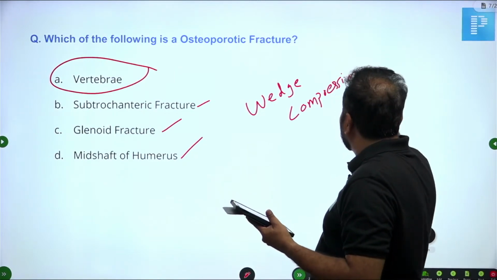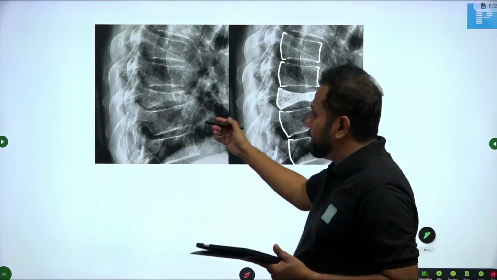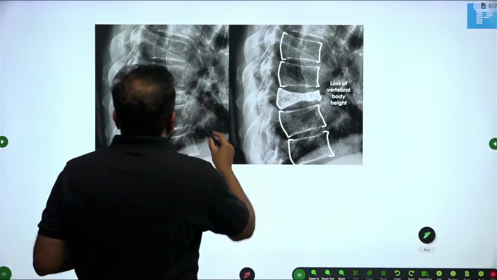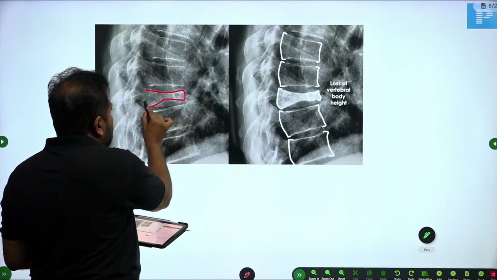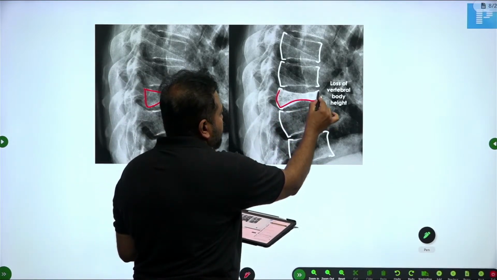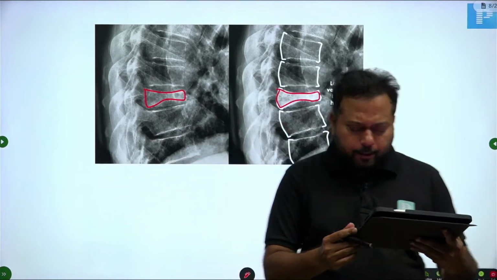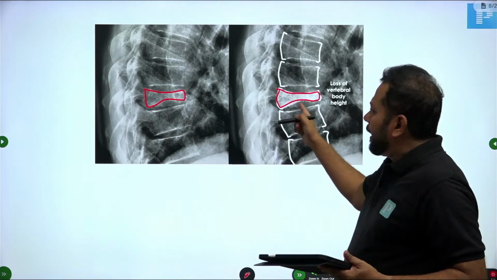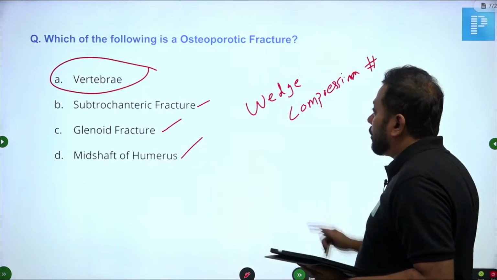I'll just show you a classical example of wedge compression. You see the lumbar vertebra 1, 2, 3, 4 here. You see there is a wedging, the loss of the vertebral height, you see here I had drawn. This is called wedge compression fracture. And this is a pathological fracture which follows osteoporosis.